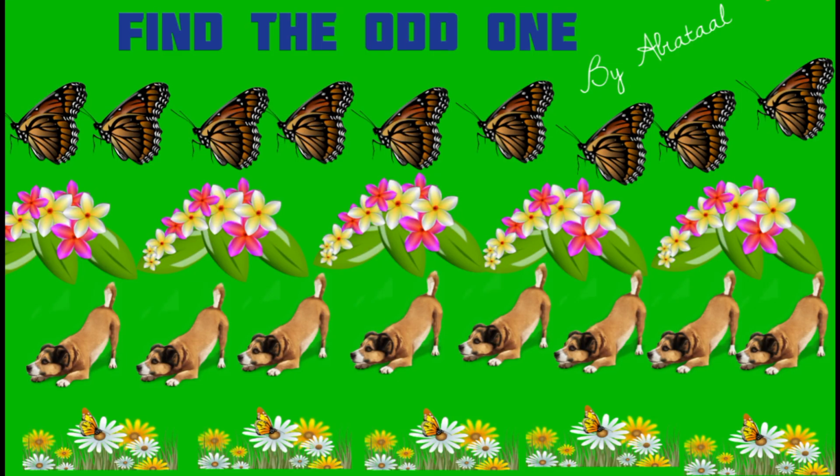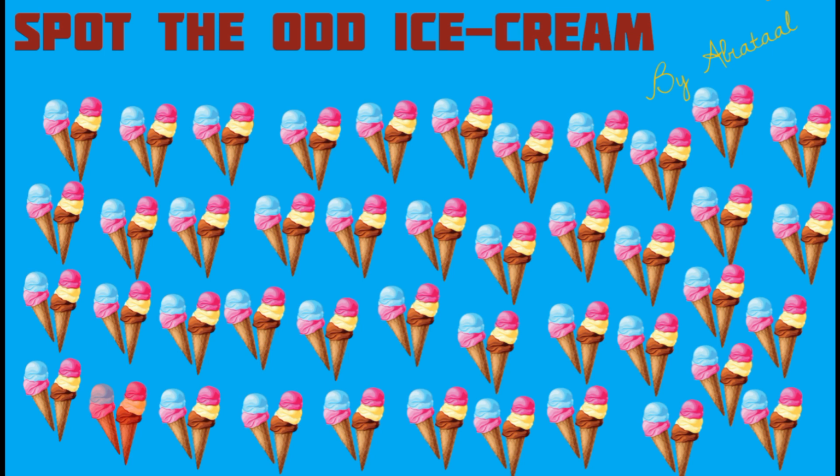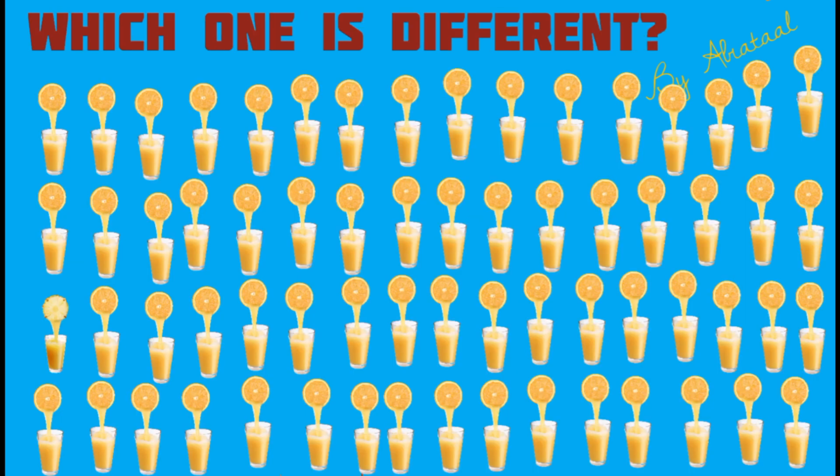Moving on to the feedback section. I hope you have rated yourself. Now we want to see which pictures you have chosen. Do you think you performed very well? All right, let's see. Within these ice creams, the odd ice cream is right there. Did you choose that one? From these pictures, the different one is hiding right there. Is it the one that you picked?